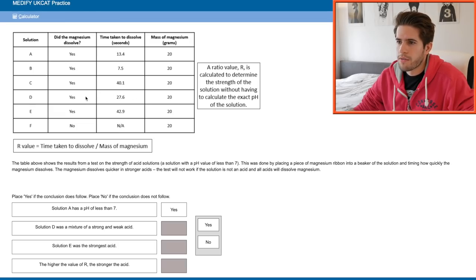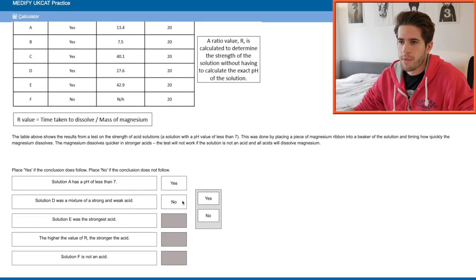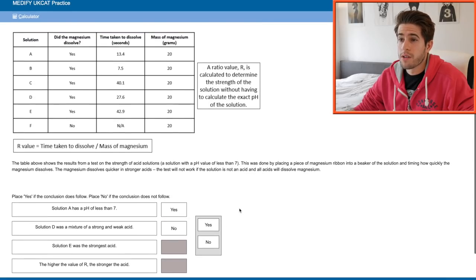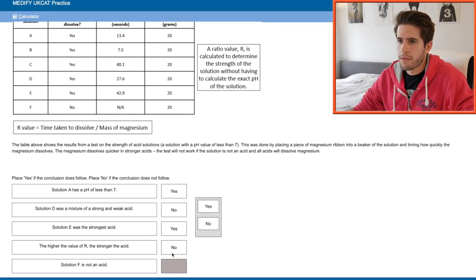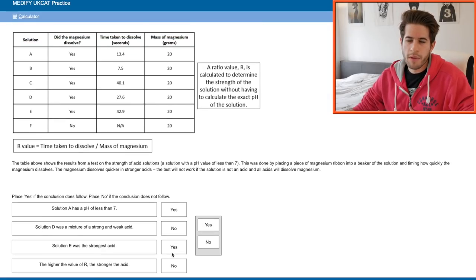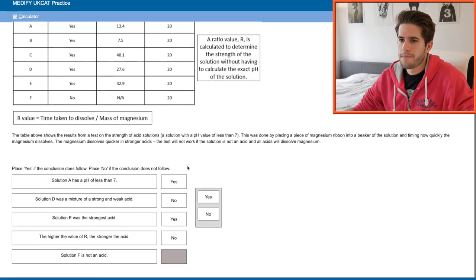Did the magnesium dissolve? Yes. The test will not work if the solution is not an acid. I'm going to say I'm not going to be able to conclude that. Solution E was the strongest acid. The higher the value of R, the stronger the acid. Nope, it's the other way around. The stronger the acid, the lower the pH, so the lower the value of R.